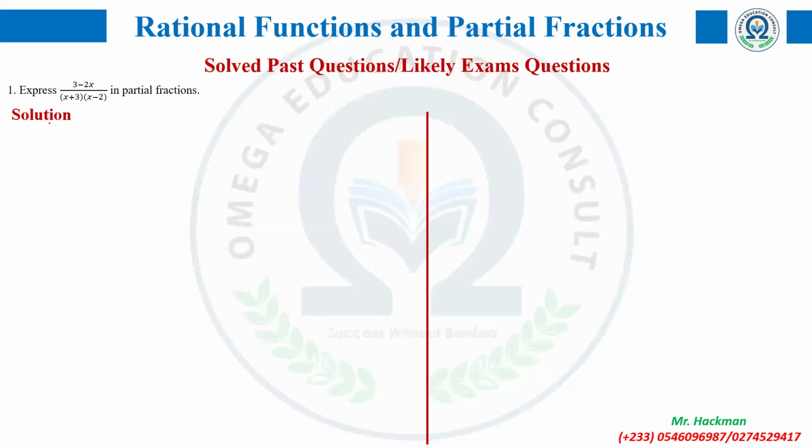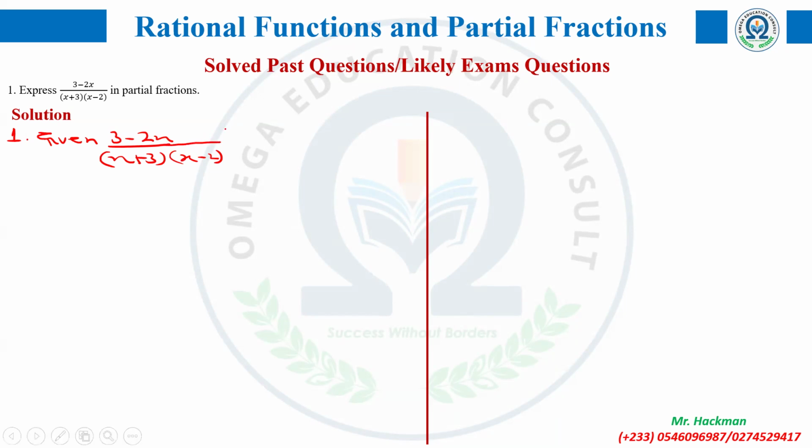As usual, the first thing that I write is solution. Then after that, I will write my major question number 1. Then what am I supposed to express in partial fractions? It is this. So I will extract it, giving 3 minus 2x all over x plus 3 into x minus 2. And I will extend this line to cover everything there.